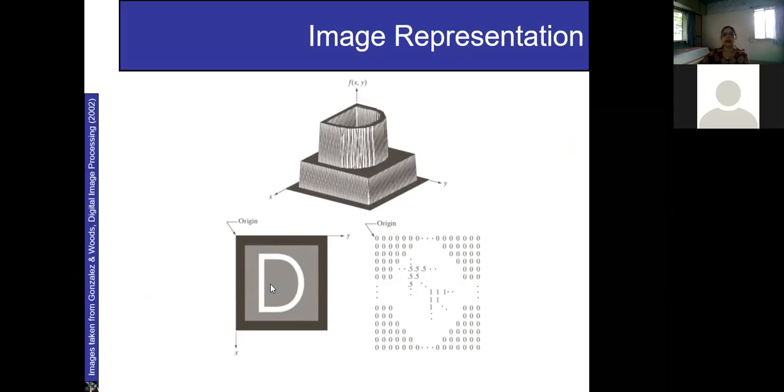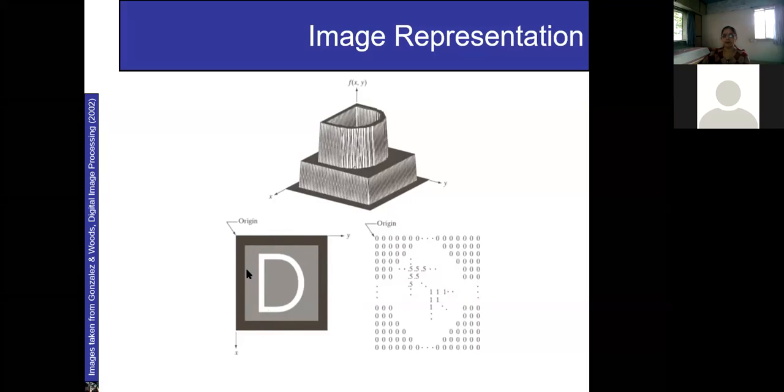If I'm using 8 bits per pixel, yes, Sharon, white will be represented by 255, black will be represented by 0, and this gray will be represented by level 128. Okay, so this is the representation of a digital image.